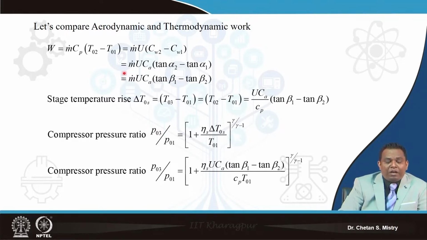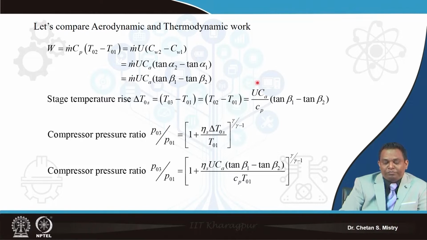Now let me compare these two equations. I can write my stage temperature rise, T02 minus T01, as U Ca by Cp into (tan beta 1 minus tan beta 2). Let me call the difference between beta 1 and beta 2 delta beta, which is nothing but the change in my relative flow angle, the change in my relative air angle.